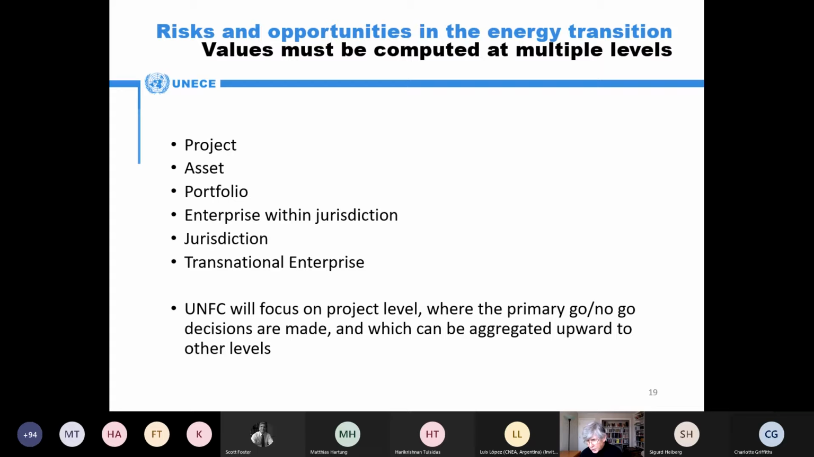The beauty of the UNFC with its project level focus is that a portfolio is just the sum of some projects. An enterprise within a jurisdiction is just a sum of, again, some projects. Everything that's happening within a national jurisdiction is just the sum of a bunch of projects. So this is an additive measure. We can put them together. We can keep track of the individual pieces. And Matthias and David will speak more about this. Final slide, I believe.